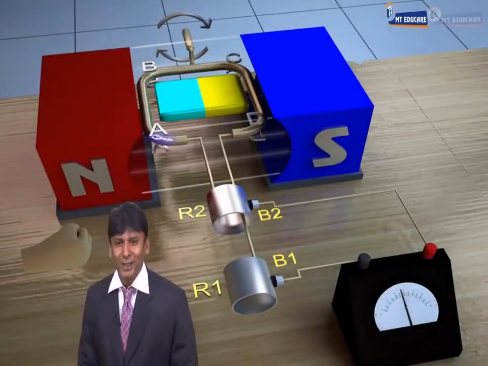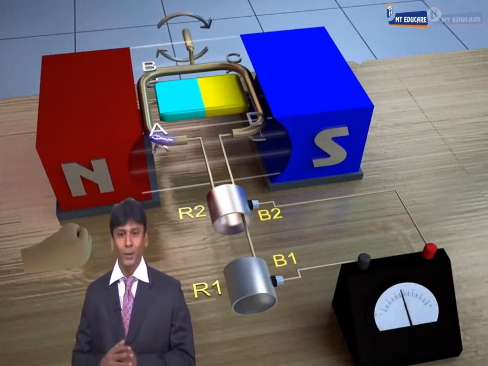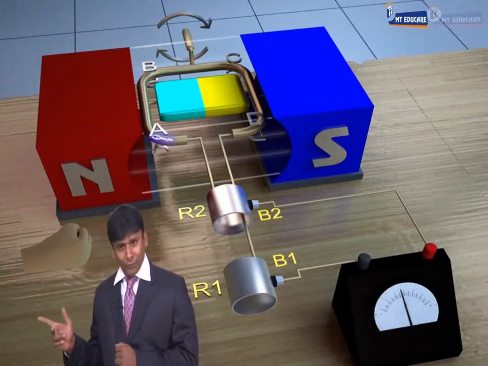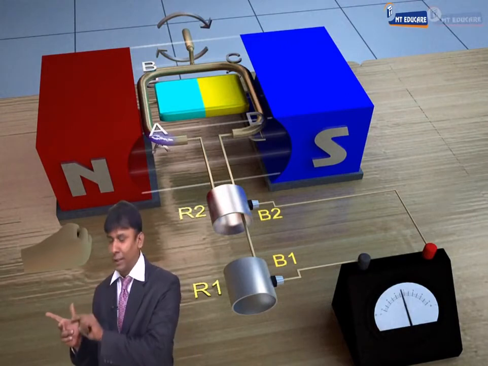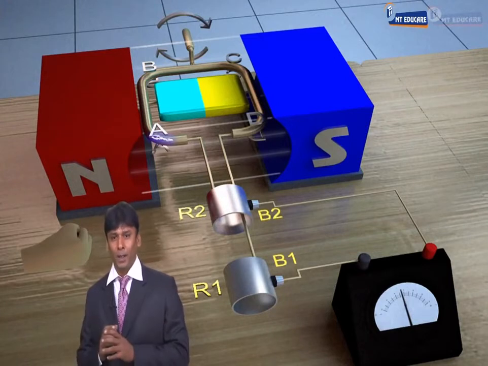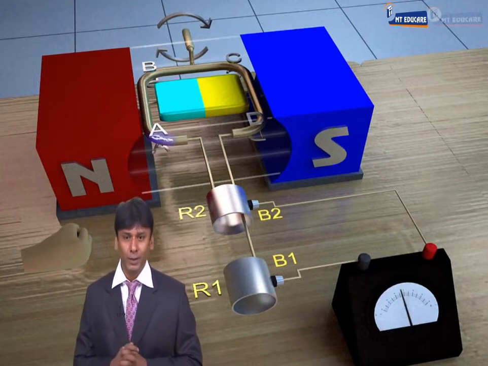Okay students, we have just now seen Fleming's right hand rule, and from it there's one thing we have understood. If the direction of motion is upwards, then the current is inwards. Now I am going to use this in understanding how a generator works.